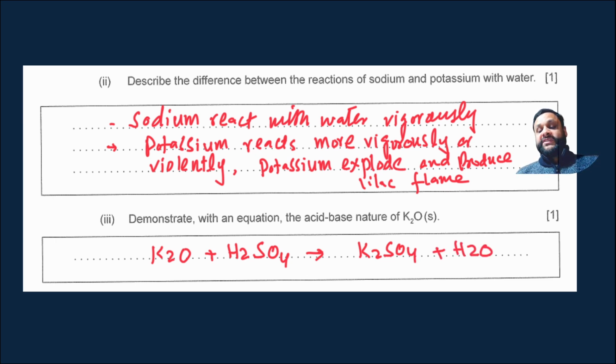So let's see whether the equation is balanced or not. We have 2 potassium, yes we have, so sulfate plus H2O, so we have 4 and 1, 5 oxygen. Yeah, so it's fully balanced.